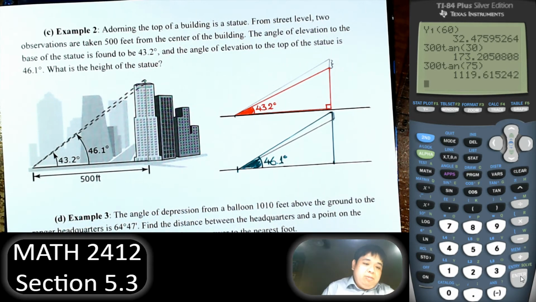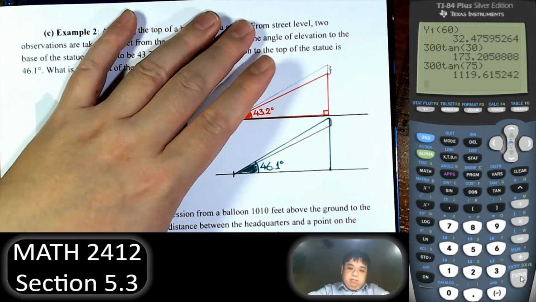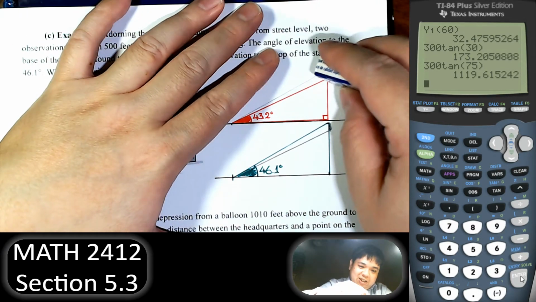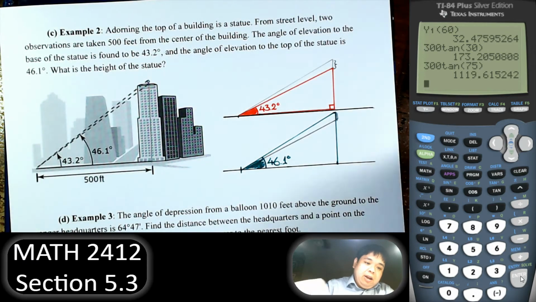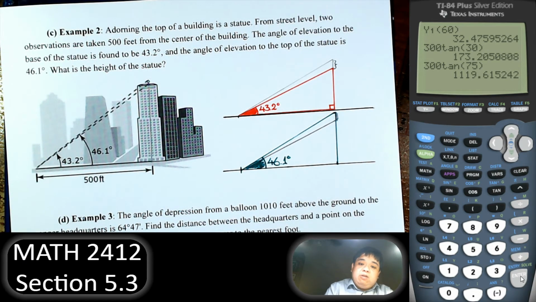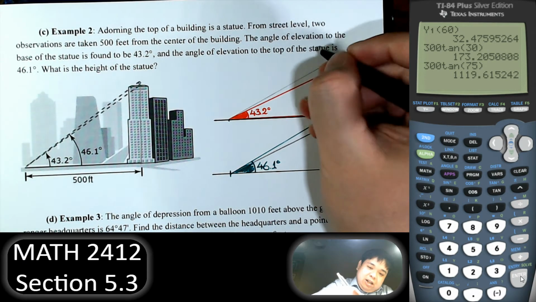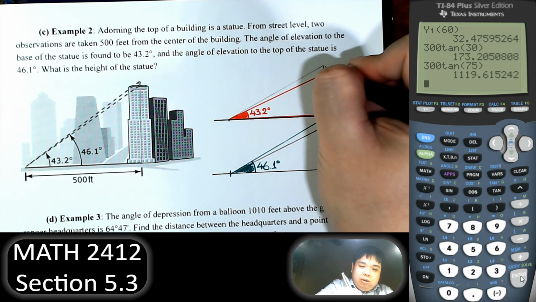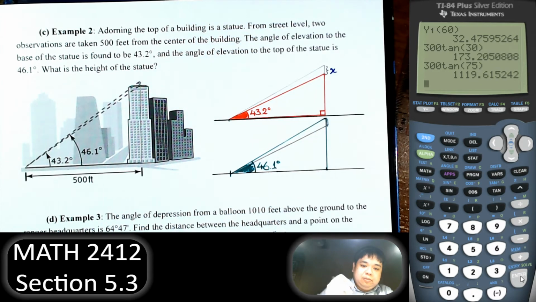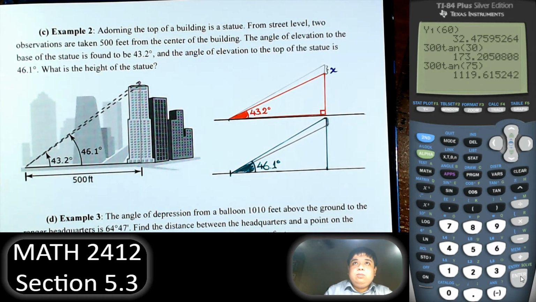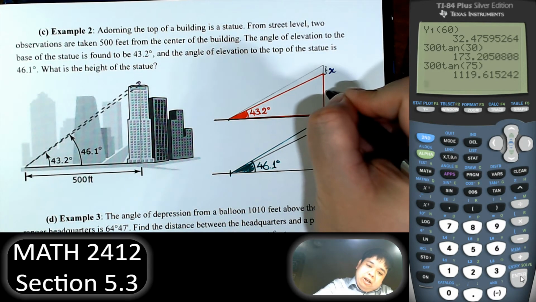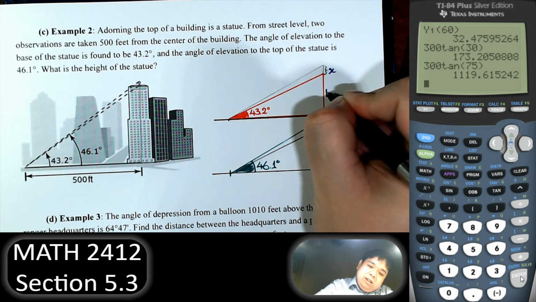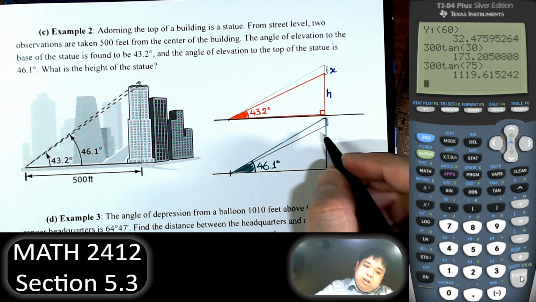Right. So we have two right triangles here, right? Assume the building is perfectly straight. Now, I'll find the height of the statue. So in that case, let this be x, right? And this will be the height. So this be h.